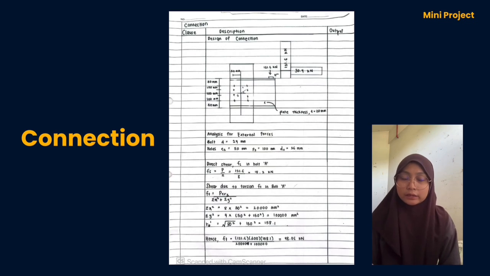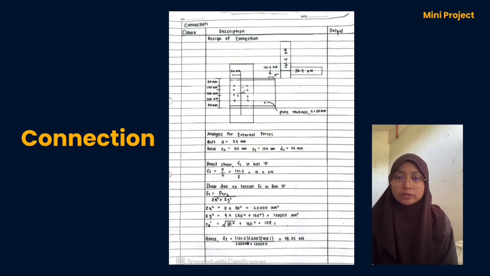First, we calculate the direct shear in bolt A. Since the force is shared equally among 8 bolts, 41.6 kN divided by 8 equals 5.2 kN. Next, we calculate the shear due to torsion. We determine the polar moment of area using the coordinates of the bolt. This gives Ft equal to 48.06 kN.